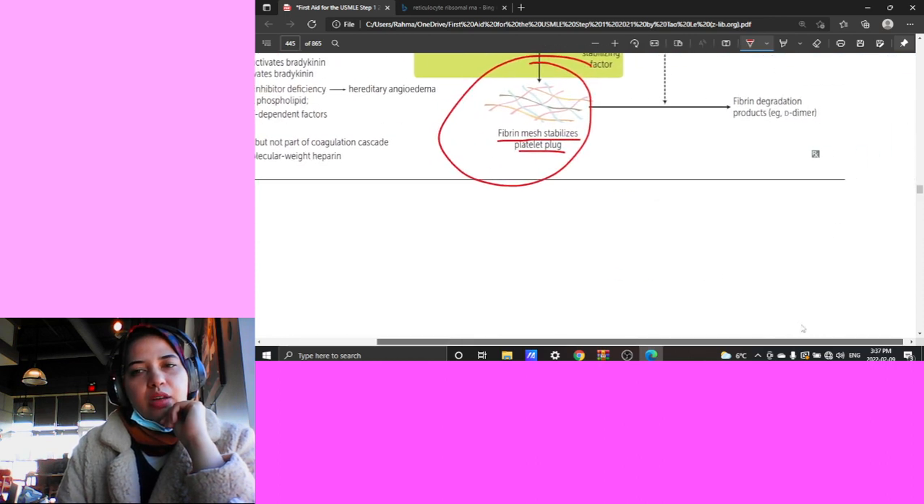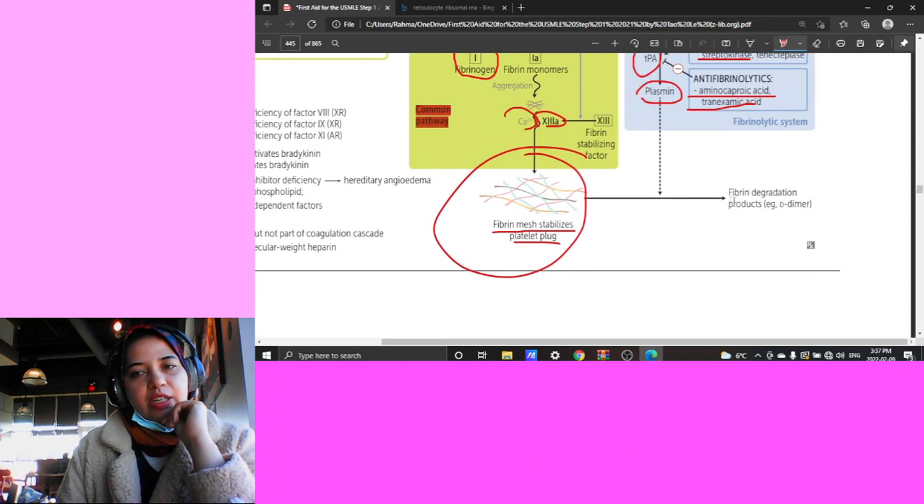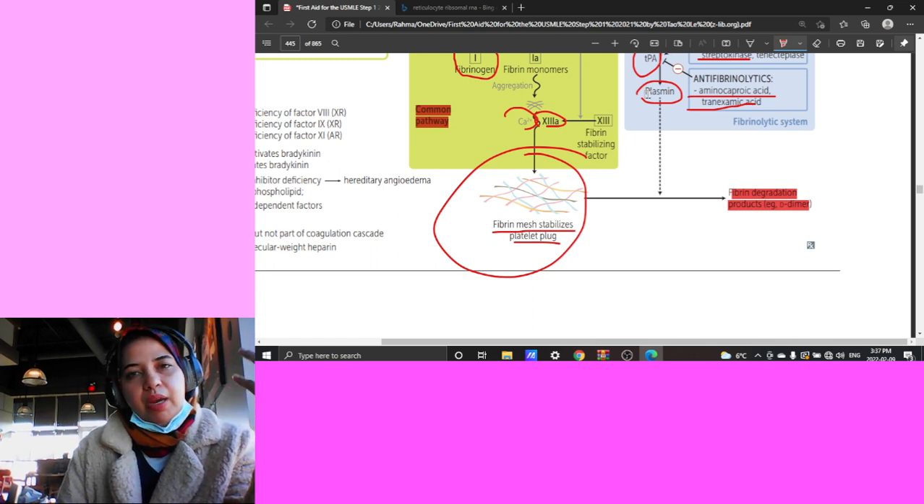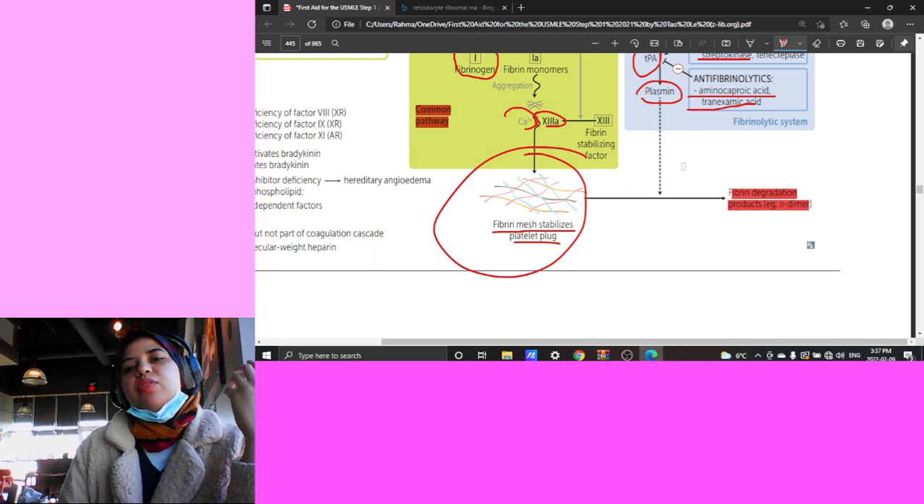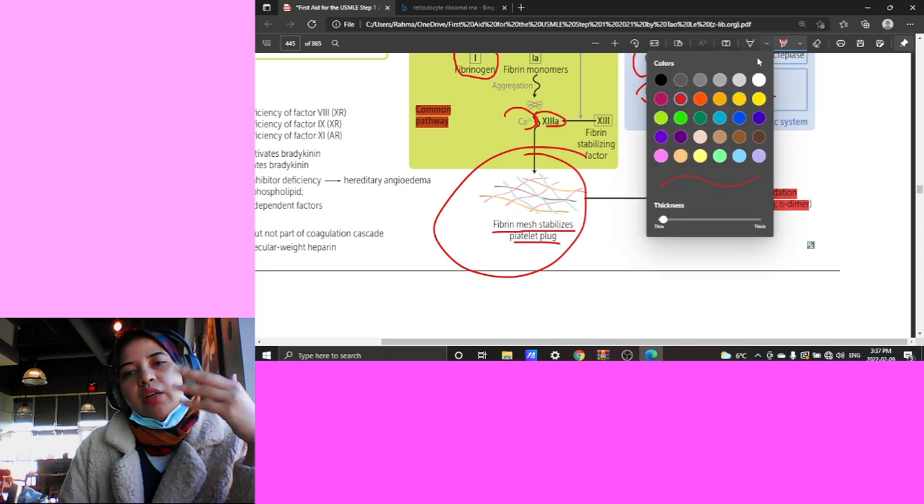When I do break down the clot, the most important thing for you to know is that you're going to have something called fibrin degradation products, which are D-dimers. So a D-dimer test is what you use to determine if there's a clot that was made and then broken down in the system. So we can use that as a clue that a clotting pathology has occurred within the body.